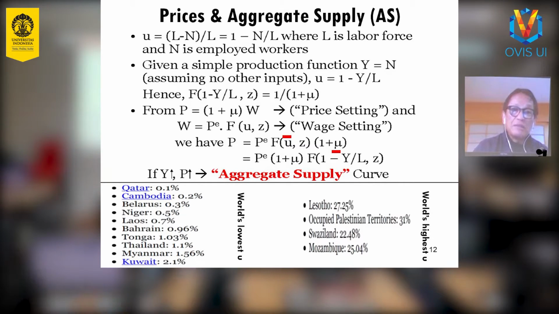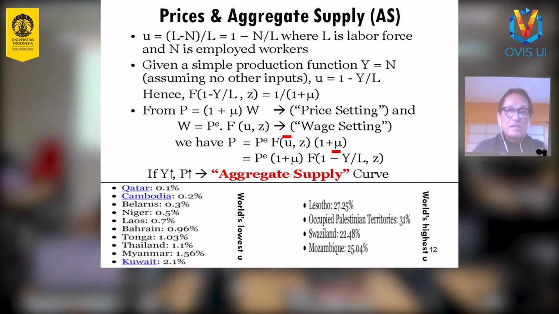Unemployment is nothing but the difference between the labor force, L is the labor force, and those who work, the employed, that is N. So basically L minus N are the number of unemployed over the labor force. That's the unemployment rate, right? So that means I can write unemployment rate equals 1 minus N over L.